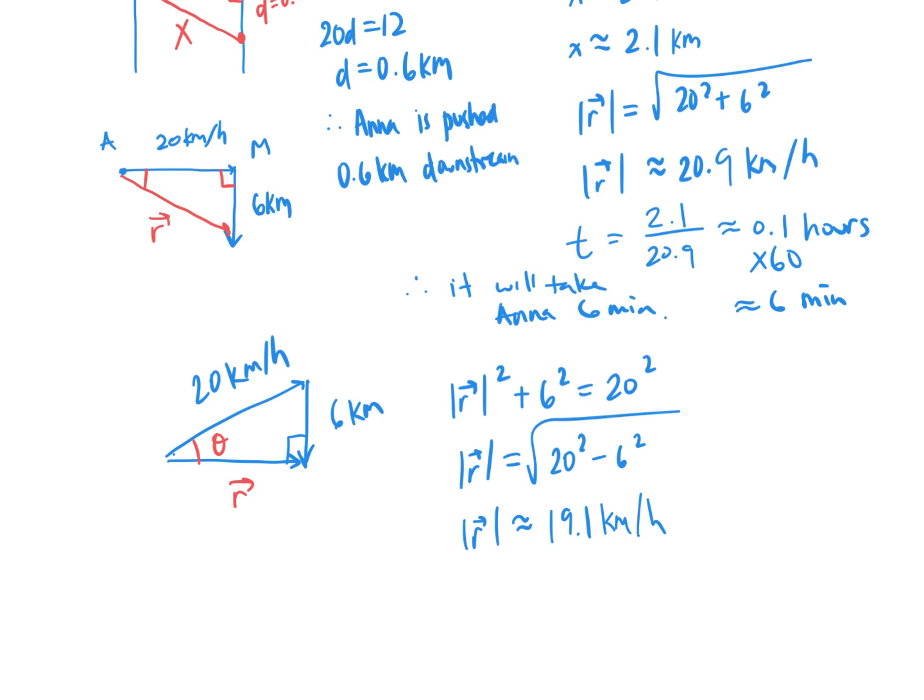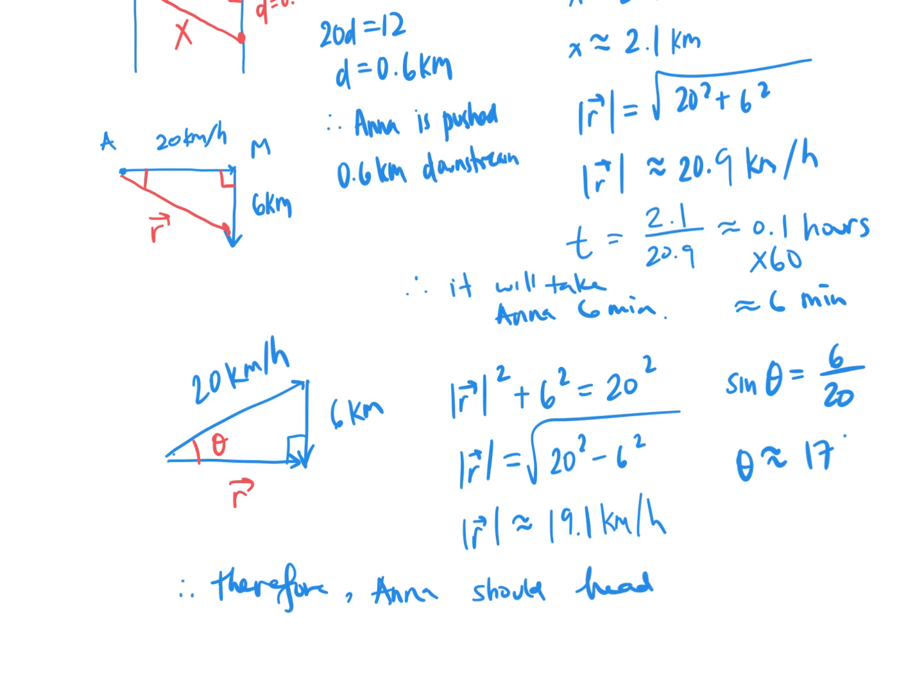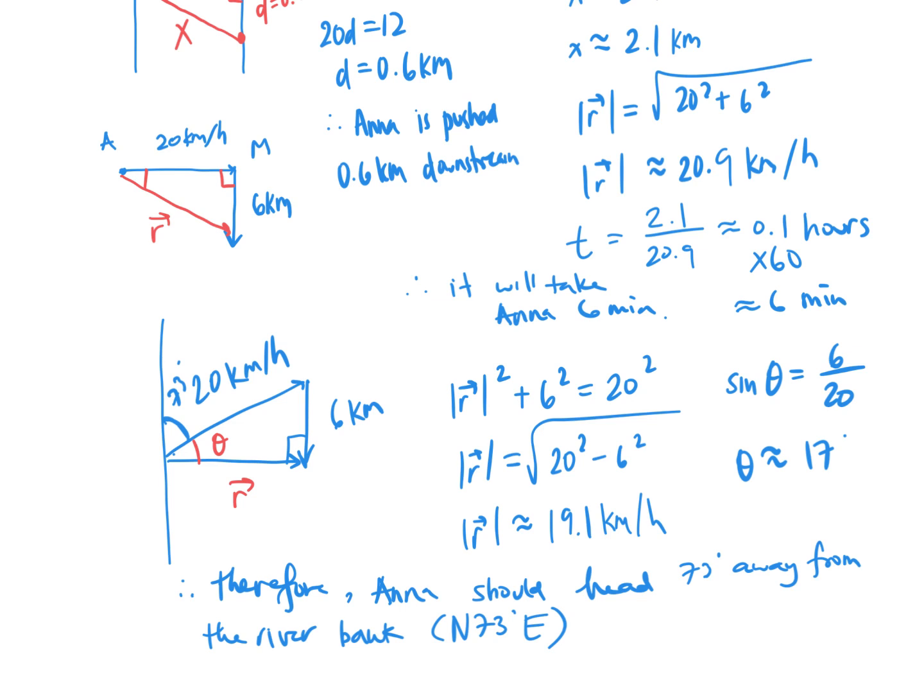And then for our angle, that angle 6 is opposite, 20 is the hypotenuse, so I'll just use sine. And I'll take a sine inverse and I get approximately 17 degrees. So I'm going to write, therefore, Anna should head. And in terms of her direction, we're 17 degrees from the resultant vector, but if this is the riverbank, this is her angle with regards to that riverbank. So 90 minus 17, 73 degrees. So she should head 73 degrees away from the riverbank. And the way I've drawn it, this would look like north 73 degrees east because I placed her to the west of the marina.